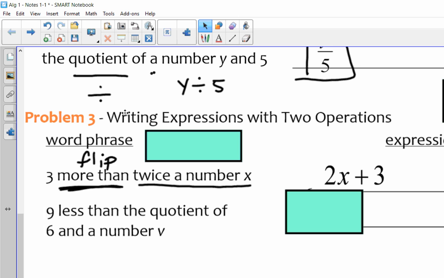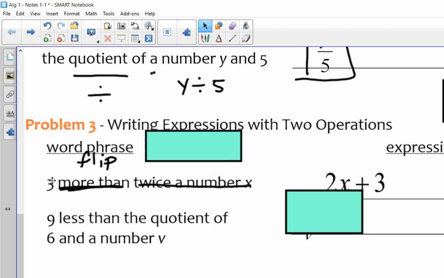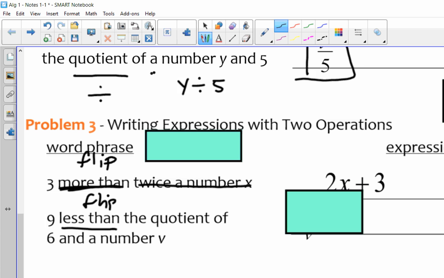All right. 9 less than a number. So in my head, 9 less than means to go ahead and flip it. We've got the word quotient, which means to divide. I'm going to take the quotient of 6 and a number, so I'm going to take 6 divided by v, and less than 9, so I'm going to subtract 9.